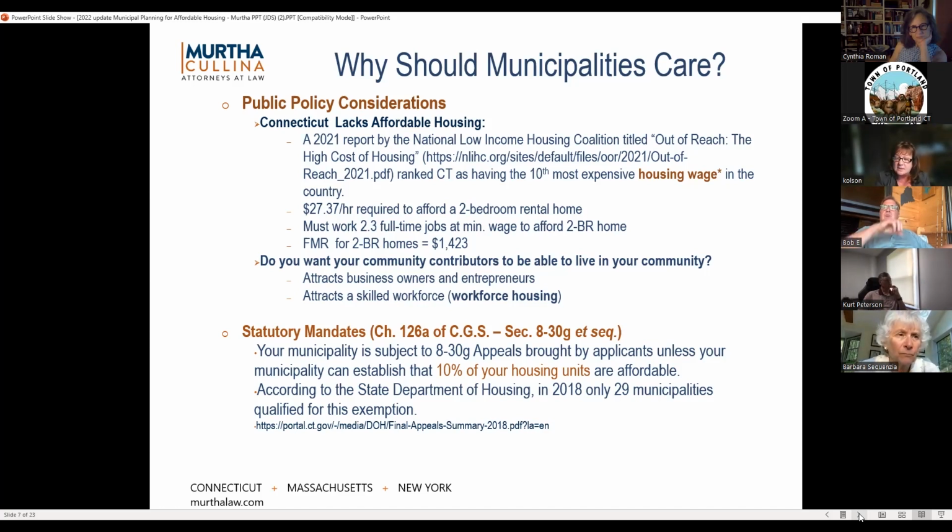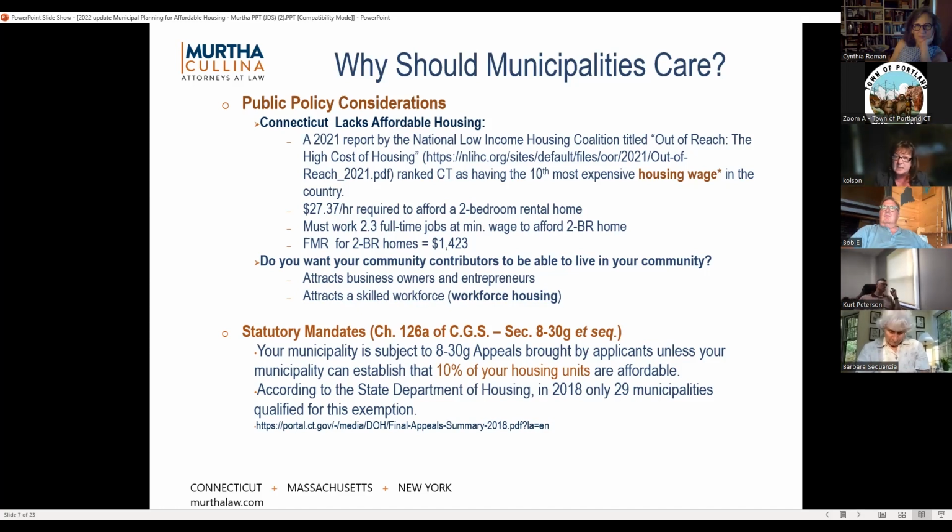Now you're subject to the Affordable Housing Act unless your municipality can establish that 10% of your housing units throughout your town are already affordable. And I'm going to tell you, Dan, I did some research today, but I couldn't find the list. Do you know what percentage Portland is at? My understanding is we're a little bit over 9. Okay, so you're pretty close, but you're not quite there.